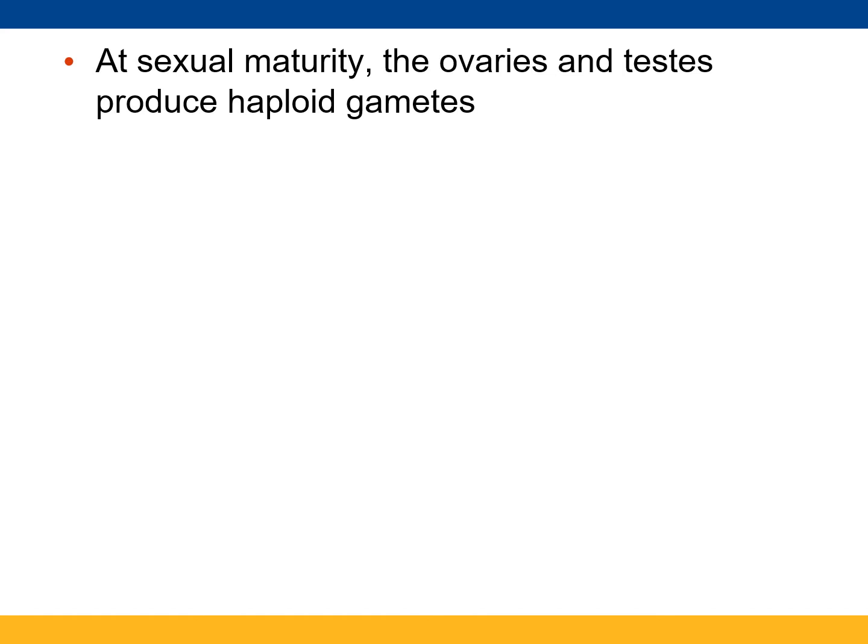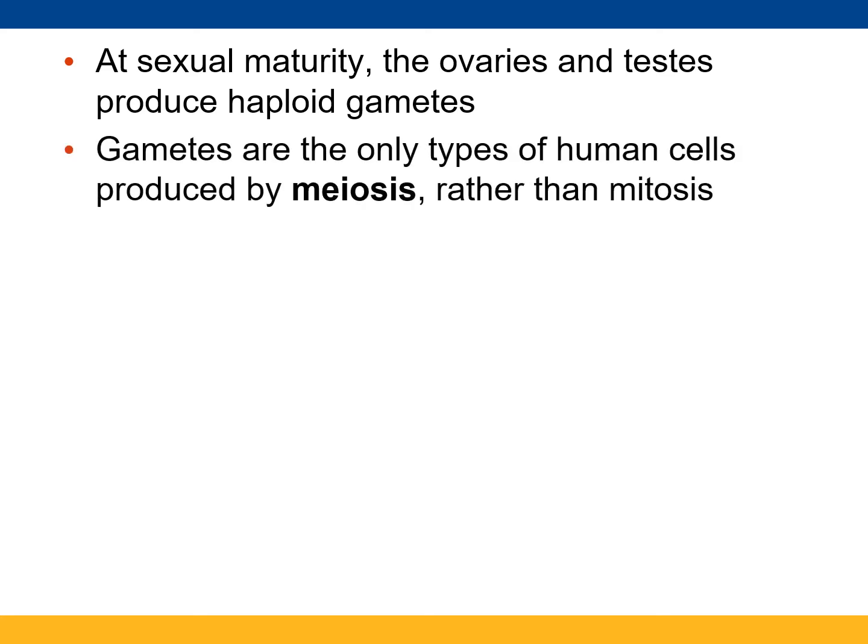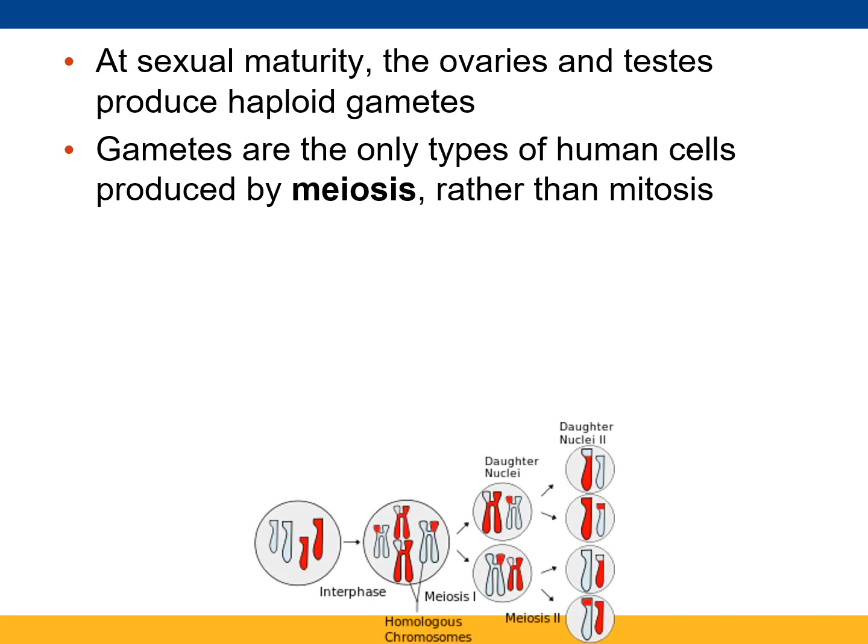And so we have germ cells that we set aside, and they are relatively quiescent until roughly around sexual maturity. Ovaries and testes will begin producing haploid cells that contain only 23 chromosomes. We call these haploid cells gametes. They are produced by this special form of cell division called meiosis.